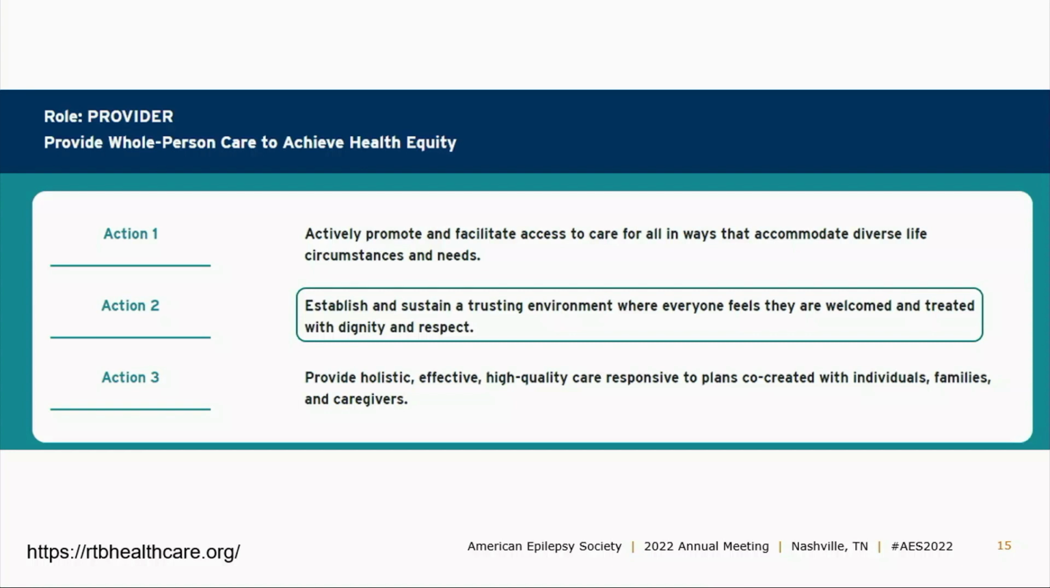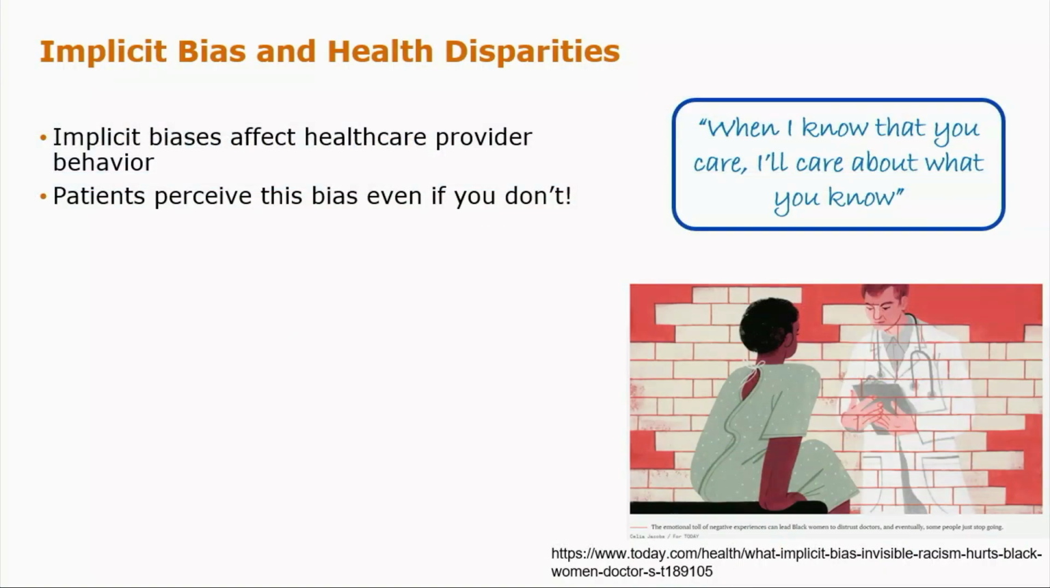So the role of a healthcare provider, the goal is to provide whole person care to achieve health equity. An action item could be establishing and sustaining a trusting environment where everyone feels they're welcomed and treated with dignity and respect. An example of that would be learning about implicit bias. This is also an area that there's been a lot of talk about, and this could be a whole separate 1-hour talk on this topic.